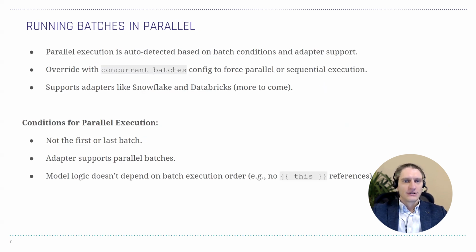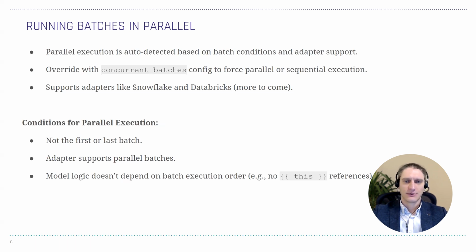Now let's talk about running batches in parallel, which can significantly improve the performance of your microbatch models. By default, dbt automatically detects whether batches can be executed in parallel. It evaluates the batch conditions and checks whether your adapter supports parallel processing. This automation means that in most cases, you won't need to configure anything manually. However, if you want to override the default behavior, you can use the concurrent batches configuration. This allows you to explicitly specify whether batches should run in parallel or sequentially.